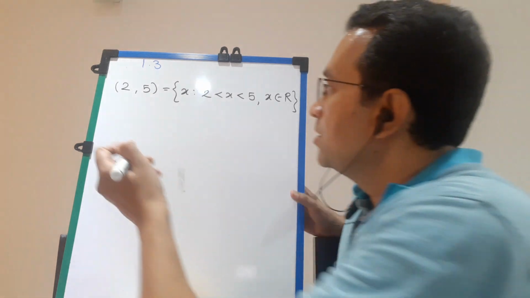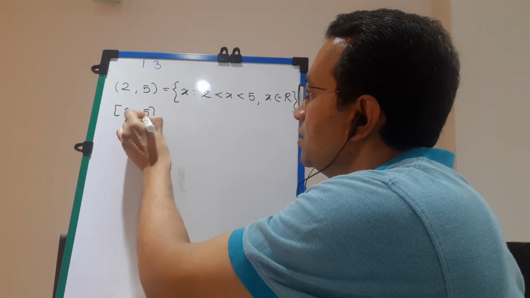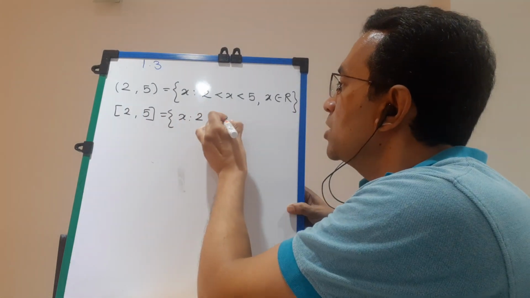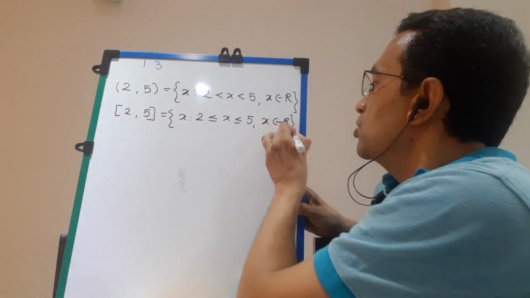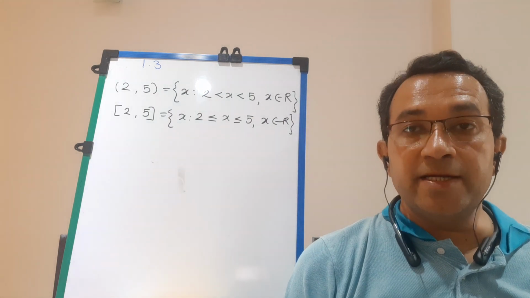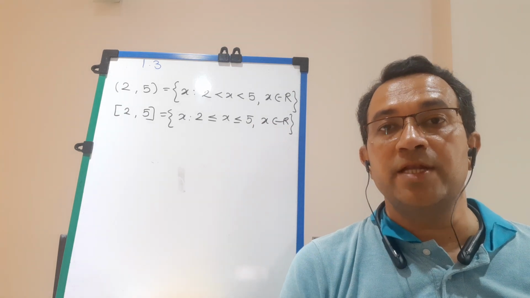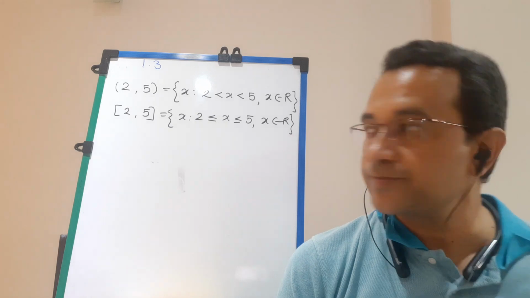Now the closed interval 2, 5. This consists of elements x such that 2 is less than or equal to x less than or equal to 5, x belongs to R. The only change is that the equality sign is added, because in an open interval the endpoints are not included, whereas in a closed interval, students, the endpoints are included.